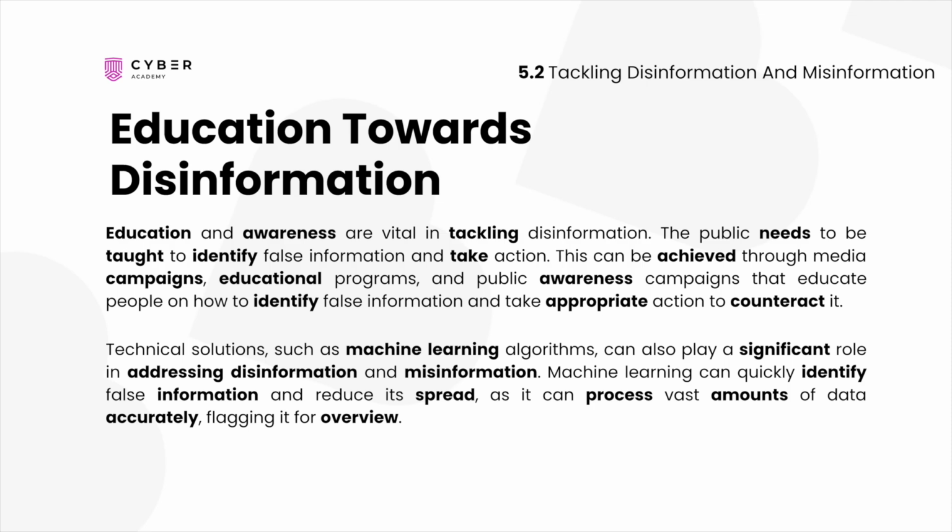Technical solutions such as machine learning algorithms can also play a significant role in addressing disinformation and misinformation. Machine learning algorithms can be trained to automatically identify false information and flag it for review. This can greatly reduce the spread of false information as machine learning algorithms can process large amounts of data quickly and accurately, enabling them to identify false information faster and more accurately than human reviewers.